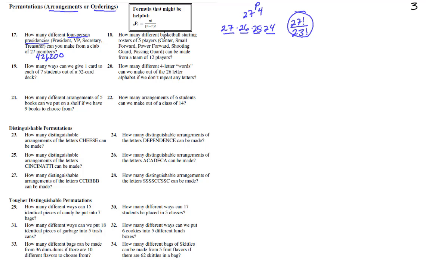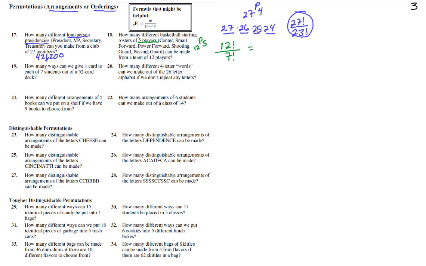Number 18. We've got how many different basketball starting rosters of 5 players, center, small forward, power forward, shooting guard, passing guard, can be made from 12 players. So this is going to be 12 factorial over, and then we want to keep the 5 players, so we've got to remove the last 7 of that 12 factorial. So notice it's not 12 and 5. This would be 12P5. It's not the n and the r that are above each other. It's this, and then you divide off what you don't need.